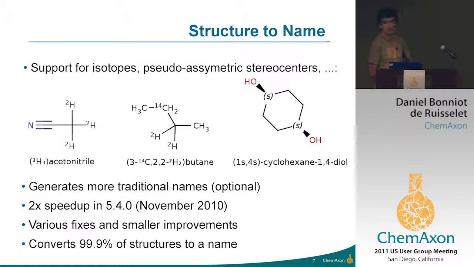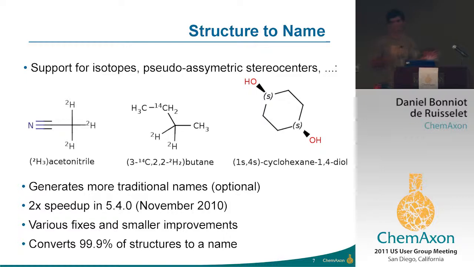Here are some things that have been happening in the last year. There's support for isotopes. So from this structure, we generate the name with the isotope which is marked here, for carbon, hydrogen, or any atom type. This is pseudo-asymmetric stereocenters, which is also something we can generate the name for now. We generate more traditional names when you choose that option. And there's been a speed up, so it's twice as fast since 5.4, a bit last year after the UGM. And lots of smaller fixes.